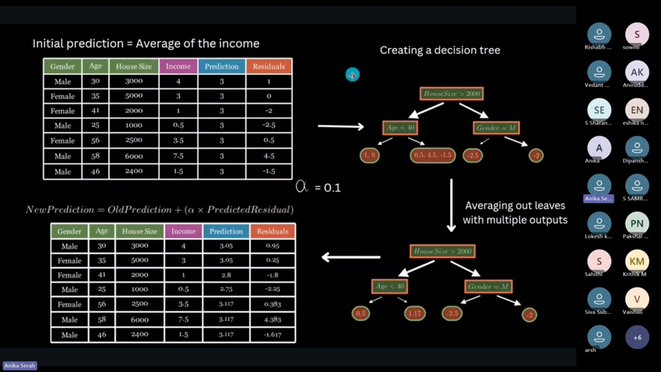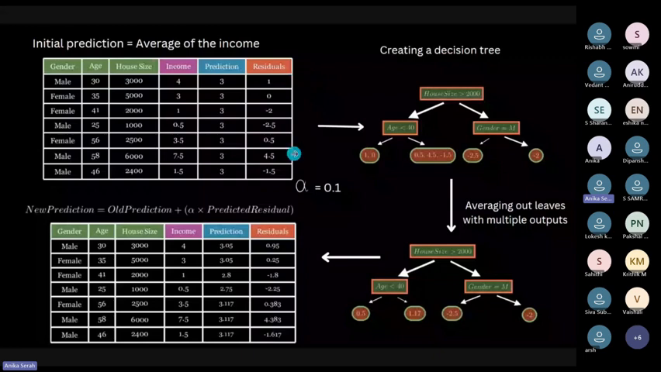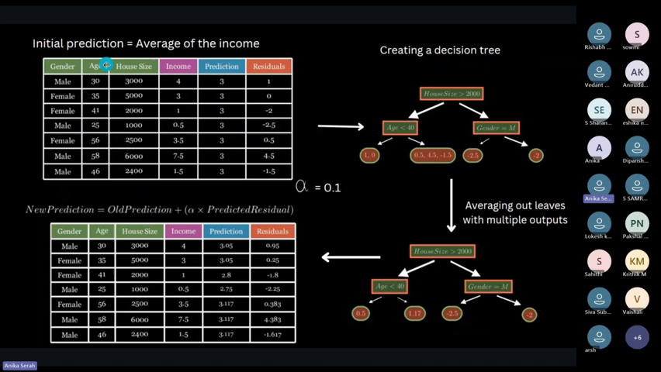Okay, so this is a better visual of what I was saying. You make the initial prediction as the average of the income, then you calculate the residuals, then you train a decision tree to predict these residuals. And one important point is, in case the decision trees have multiple output values in the same leaf, you just average them out.